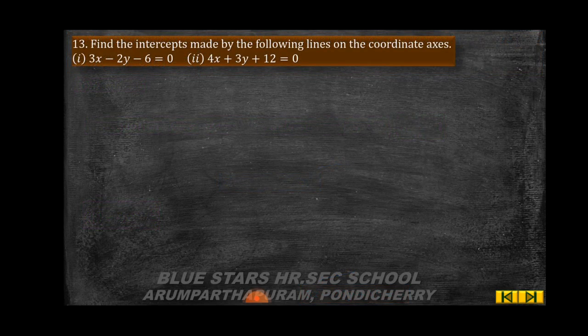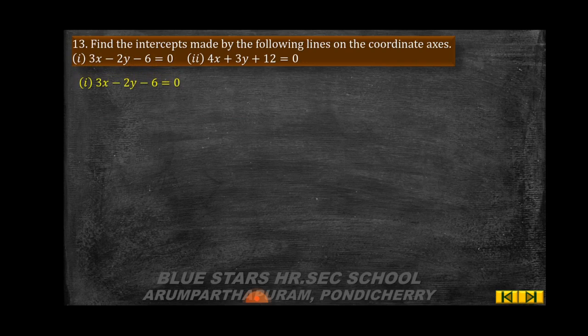Problem number 13. Find the intercepts made by the following lines on the coordinate axes. In the previous problem they gave the x and y intercepts and we just formed the equation. Here they are given the equation, and we are going to find the x and y intercepts, that is, the a and b values.